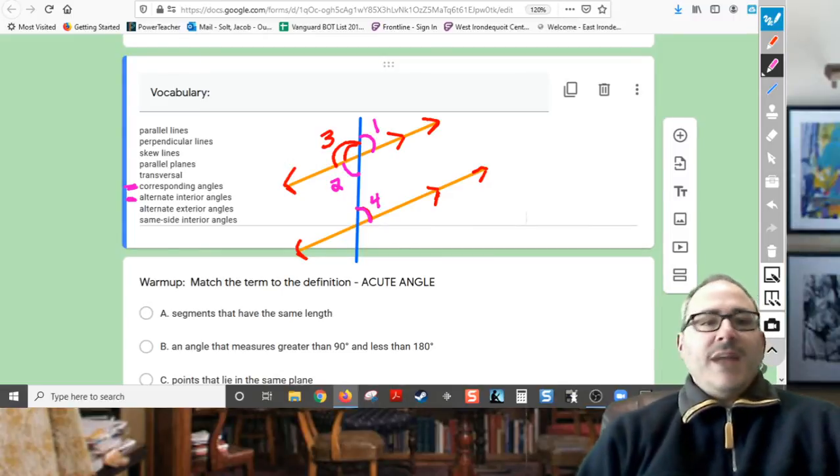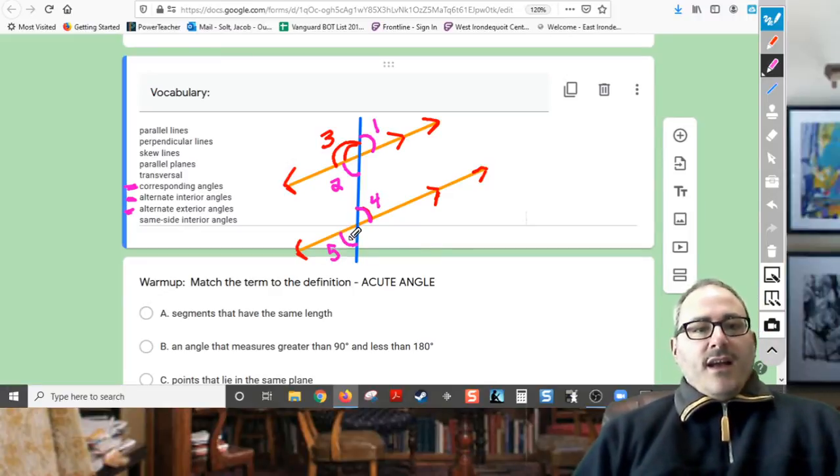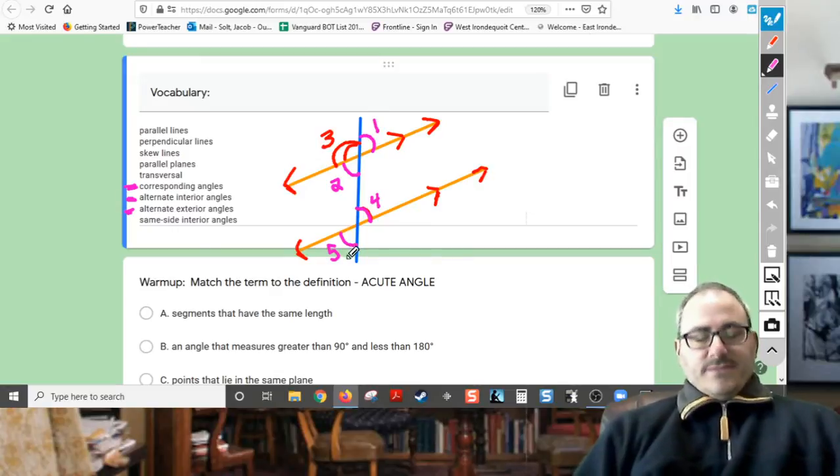Okay, and we have things called alternate exterior angles as well. I'm going to call this angle 5. All right. Angle 5 and angle 1 are alternate exterior angles. You kind of see why?